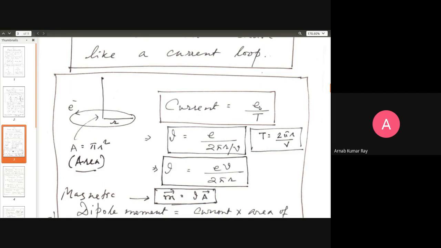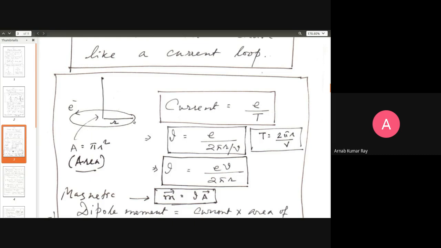So current is equal to e by T. What is capital T? Capital T is the time period of the revolution. Current is the flow of a certain amount of charge in a certain time window. So in capital T time, e amount of charge would have flown past you. You're sitting somewhere here and observing the charge go around. So current I will be e divided by the time period.